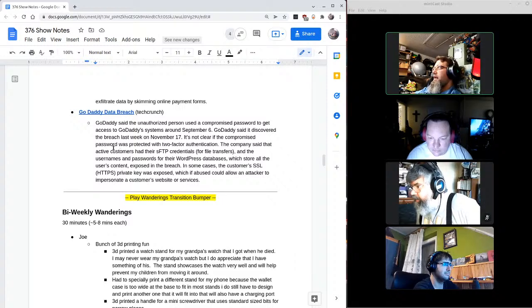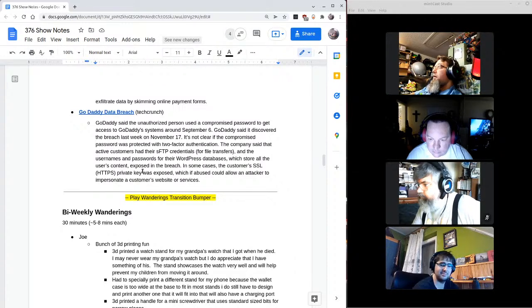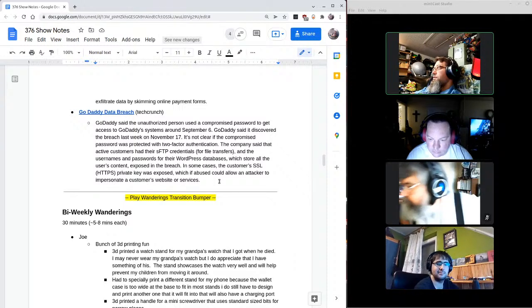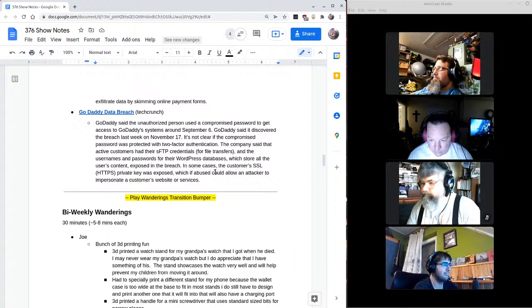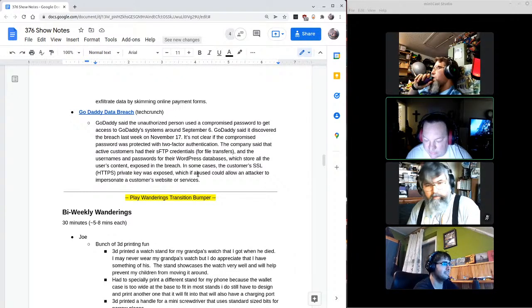The company said that active customers had their SFTP credentials for file transfers and the usernames and passwords for their WordPress databases, which store all the user's content, exposed in the breach. In some cases, the customer's SSL private keys were exposed, which, if abused, could allow an attacker to impersonate a customer's website or services. Yeah, this one's a little bit further back now, but it's been revealed that I think it affected something like 1.5 million users, so this was definitely not tiny in scope.